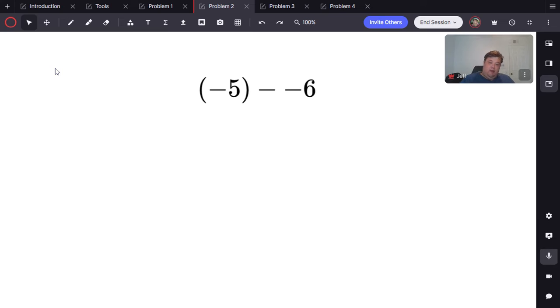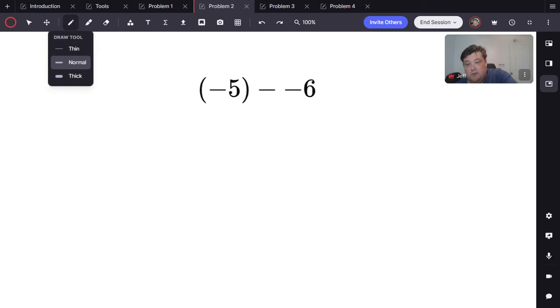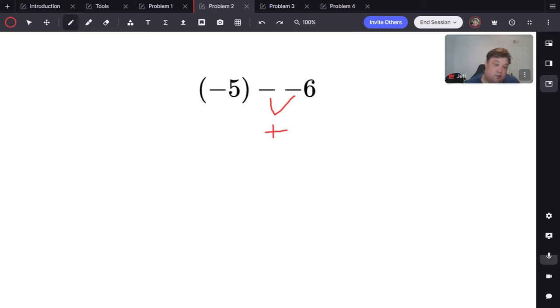So now we've got -5 minus -6. Again, we have the same scenario. We've got two negatives right next to each other. They're not being separated by anything. They could be separated by parentheses, but that would be it. So for this one, we are replacing these two negatives with a positive. And we're going to rewrite this problem. We're going to say -5 plus 6.